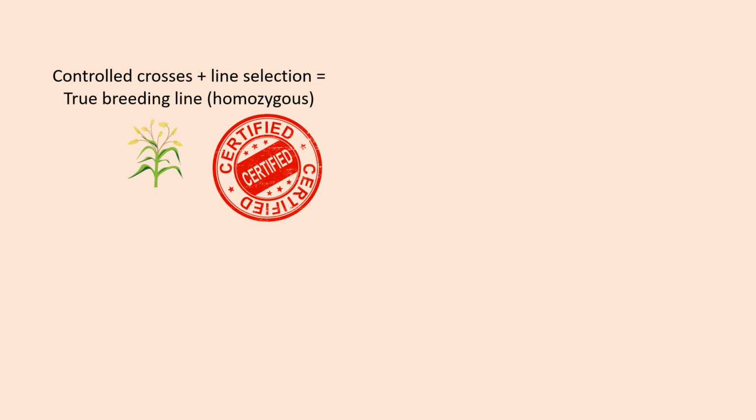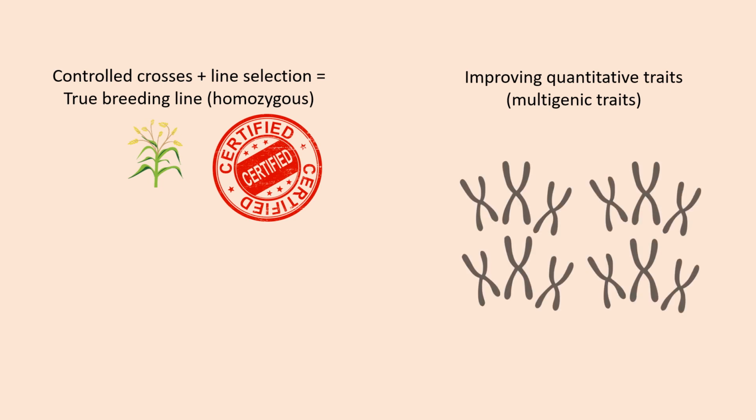This breeding technique is still used today because it is the most efficient way to improve quantitative genetic traits, in which numerous genes need to be inserted at once in order to obtain the desired phenotype. The disadvantage of pure lines is also their genetic uniformity.